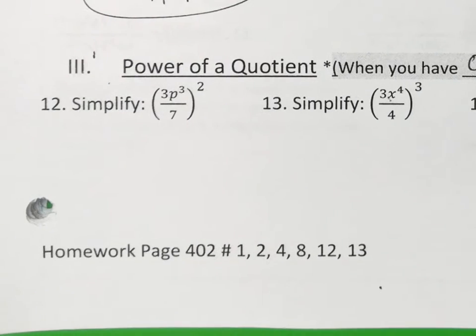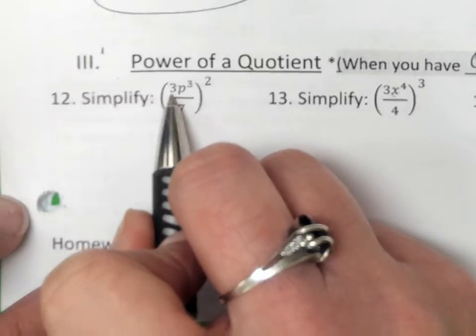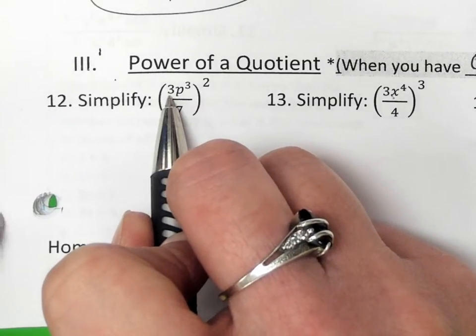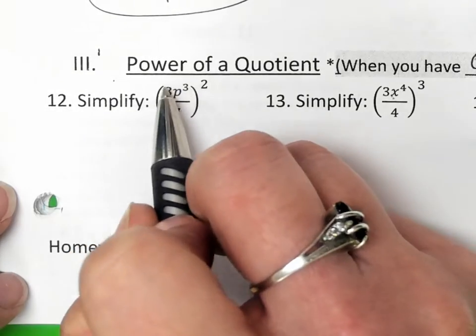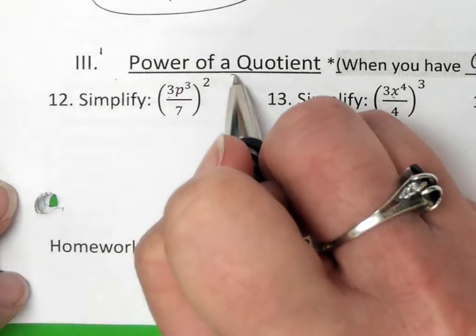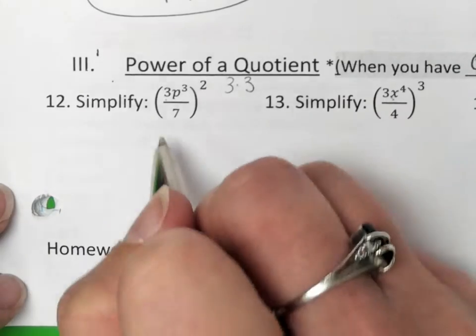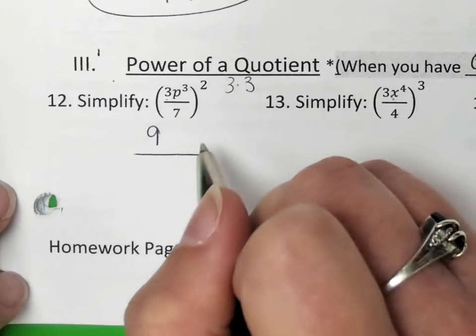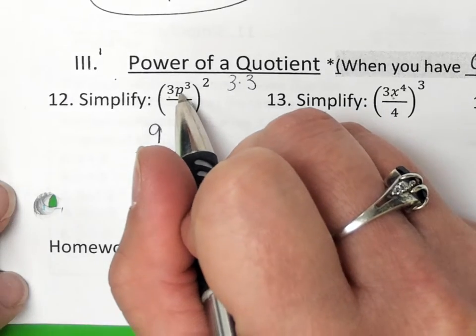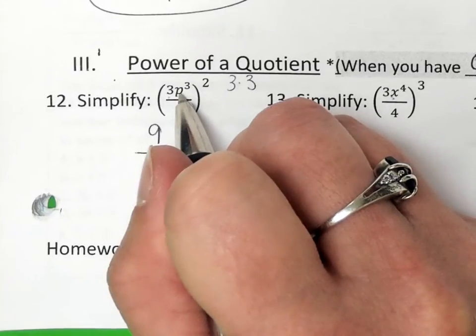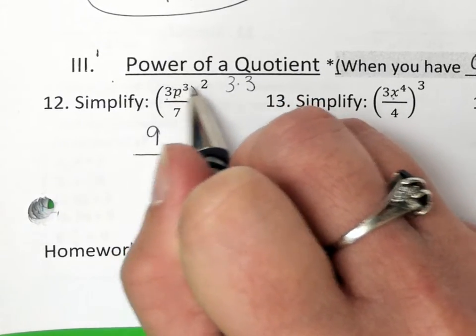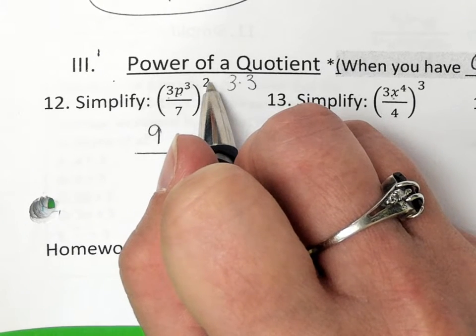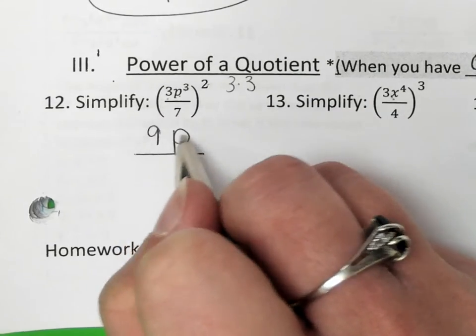Alright, let's look at number 12. You see that big 3? How many big 3's do you have? 1. So you got 3 squared. That's 3 times 3. What's 3 times 3? 9. Alright, how many P's do you have? 1. So what do I do to these little numbers? Multiply. That's why we wrote it. P to the 6.